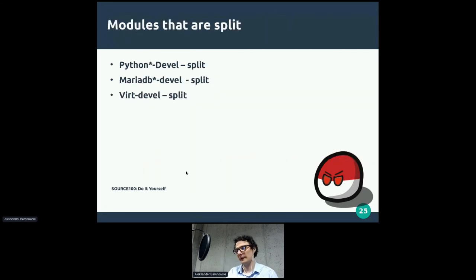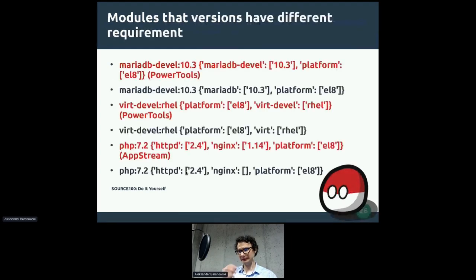Okay, so the next thing is that there are modules that are split. And well, this is not a big thing, because you have python38-devel, and so on, that contain artifacts that, in our case, came from one build. The one build, and this module is artificially split into two modules. Yeah, so this is our thing.